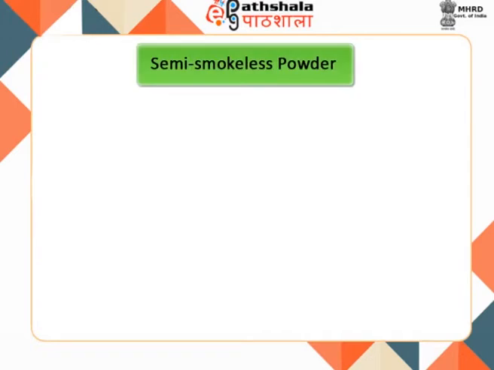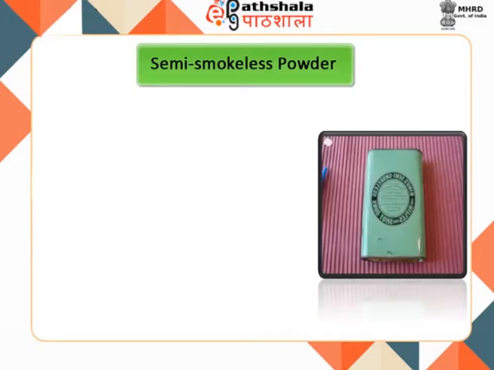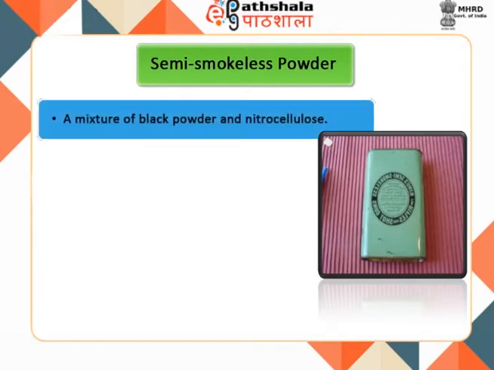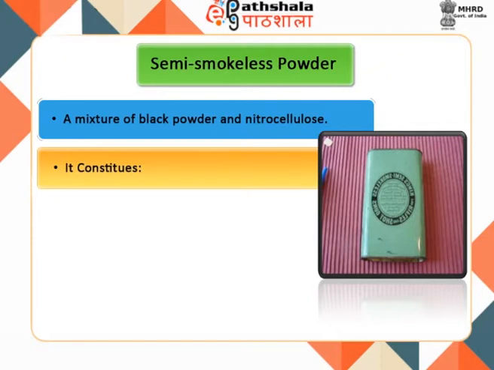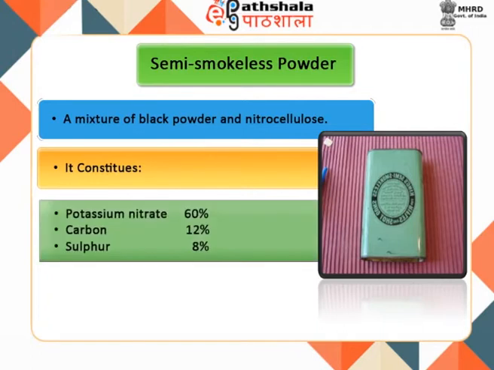Now let us talk about semi-smokeless powders. Semi-smokeless powder is a mixture of both black powder and nitrocellulose. The approximate composition of the powder is nitrated wood cellulose 20%, potassium nitrate 60%, carbon 12%, and sulfur 8%. This powder produces less smoke than gunpowder, but the mixing process is quite dangerous. The danger involved in its production has prevented its extensive production and use.